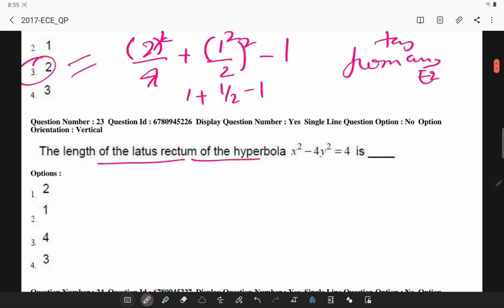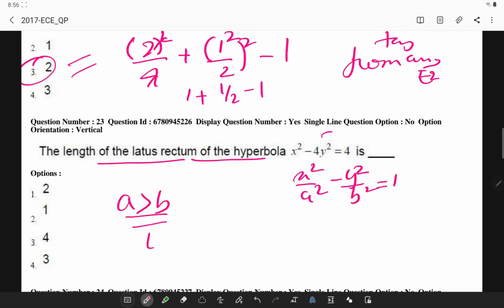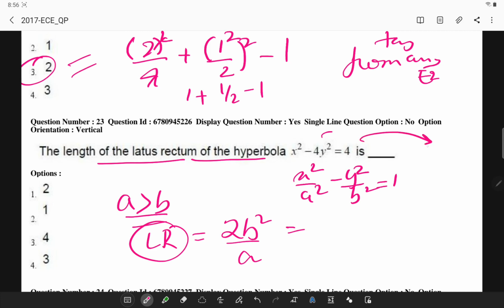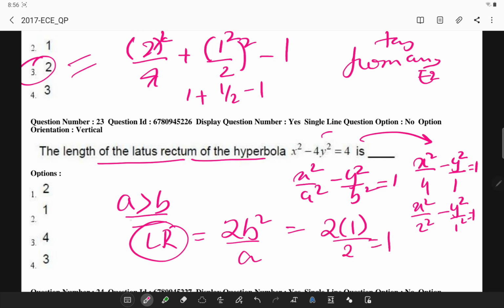Next, the length of latus rectum. If x square by a square minus y square by b square is a hyperbola, with the condition a greater than b, the length of latus rectum will be 2b square by a. Here if you rearrange this equation by dividing it by 4, the equation will be x square by 4 minus y square by 1 is equal to 1, or x square by 2 square minus y square by 1 square is equal to 1. So the b value is 1, so 2 into 1 by 2, which is 1.